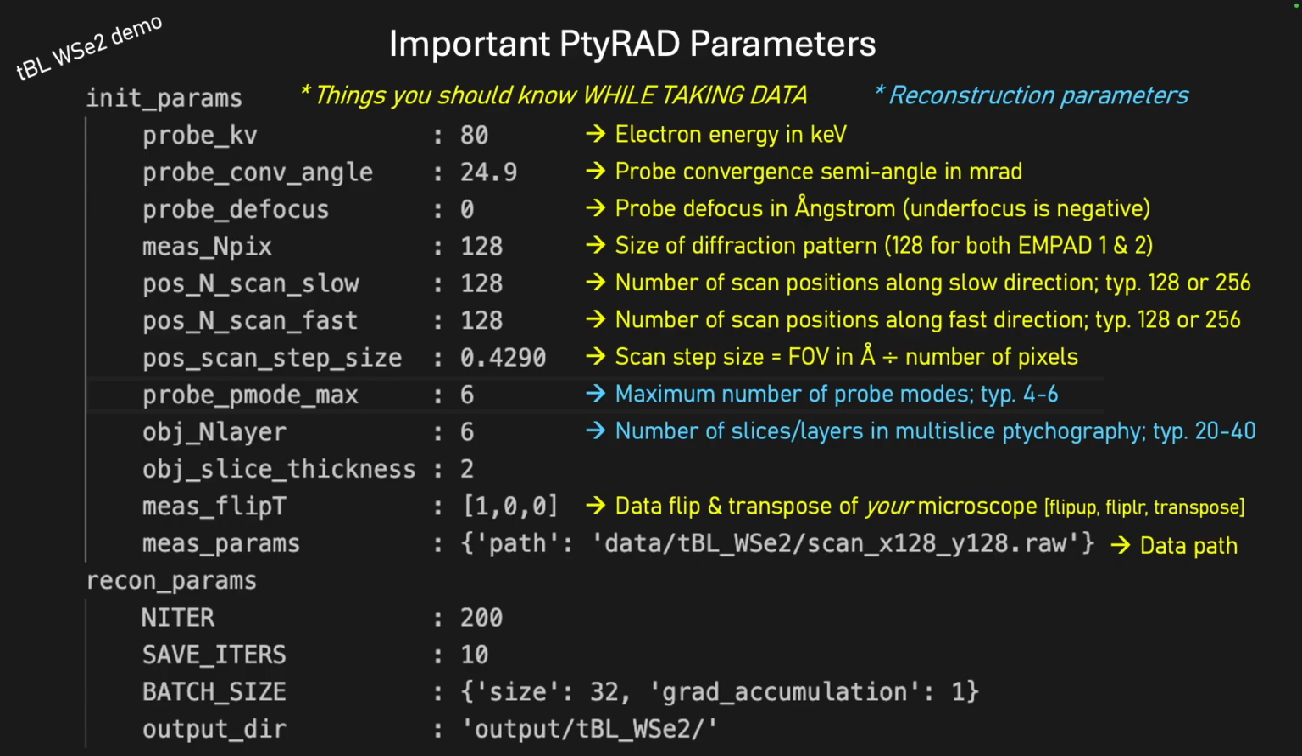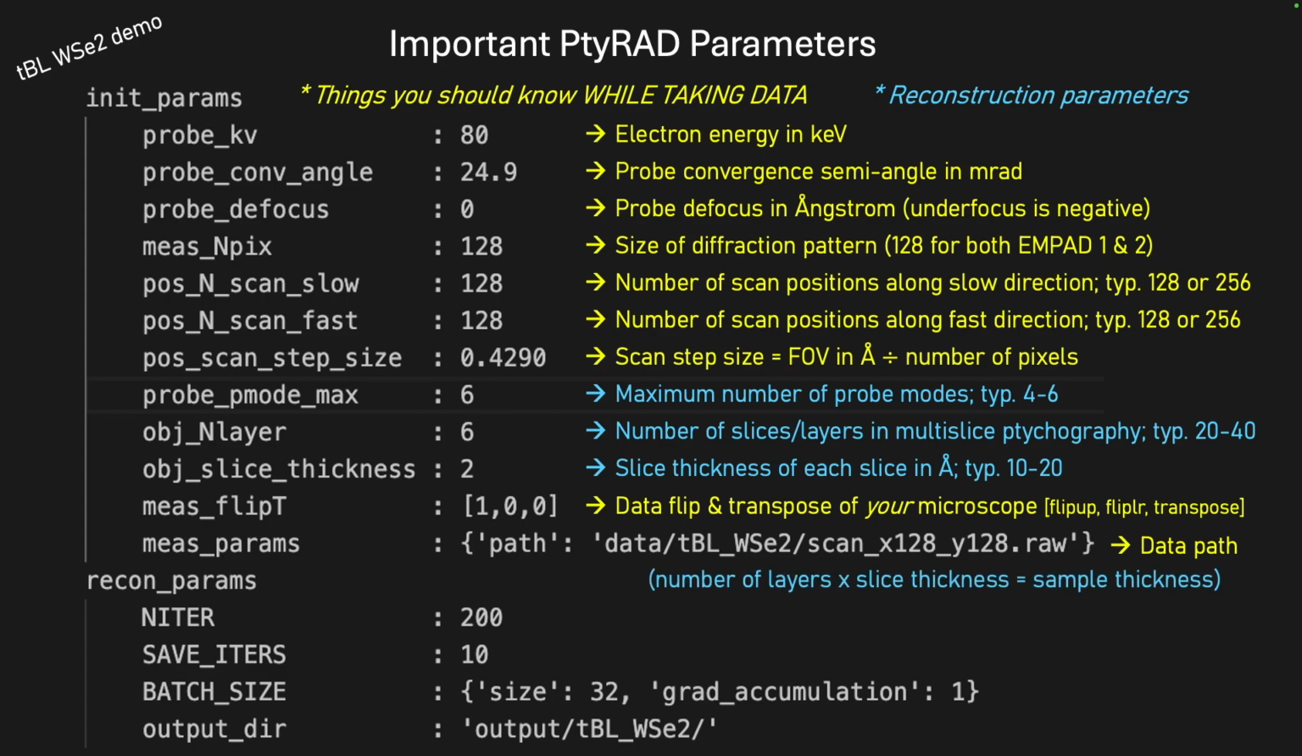Like in this example, or you may need more for thicker samples. For single slice ptychography, set this to 1. The thickness of these slices in angstroms, typical value is 10 to 20 angstroms, and in essence, the number of layers times the slice thickness will be your sample thickness. However, using more thinner slices will not necessarily give you more information since the depth resolution is limited.